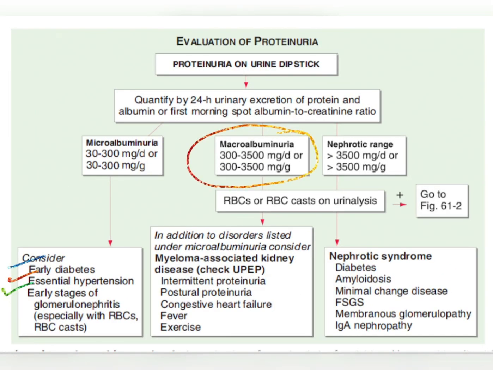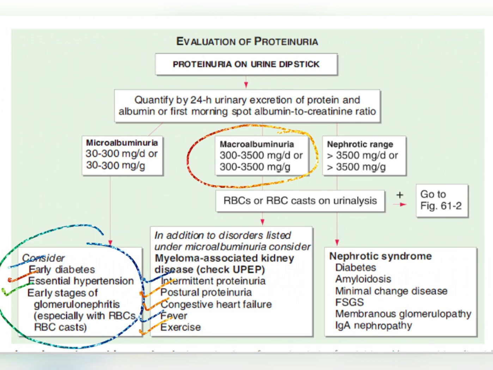Now coming to macroalbuminuria, it is when the protein loss is between 300 milligram and 3.5 gram per day. In that, in addition to the causes included in microalbuminuria, an additional cause is multiple myeloma associated kidney disease. In this case, we have to do urine and serum electrophoresis. Other causes are intermittent proteinuria, postural proteinuria, in which the protein loss is less than 1 gram per day, congestive heart failure, fever, and exercise.